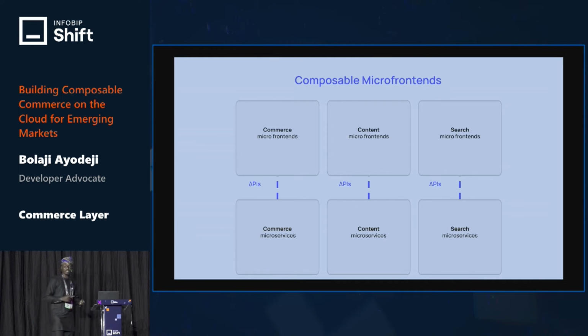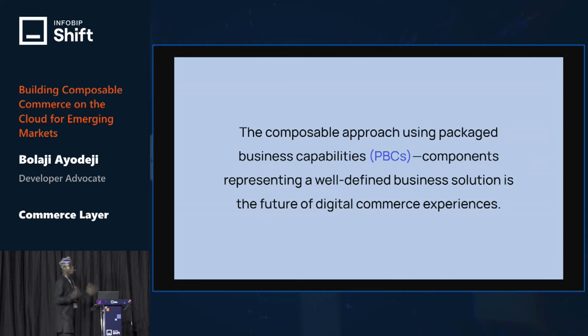And the idea is that every single team is able to work independently, they are able to build independently, and at the end of the day, the architecture you come up with will be really performant, right? And the composable approach, the idea is that you're using what we call PBCs, which stands for packaged business capabilities. And what this means is that you develop components based on specific business requirements, right?